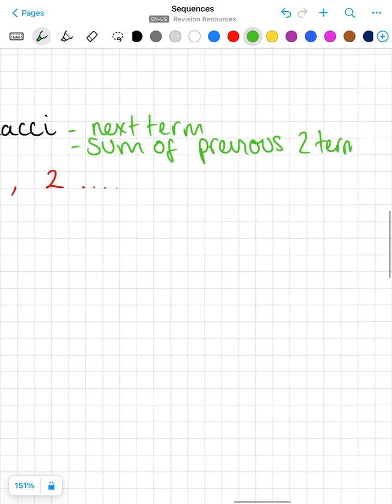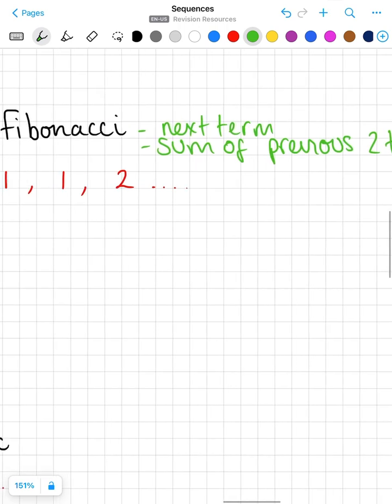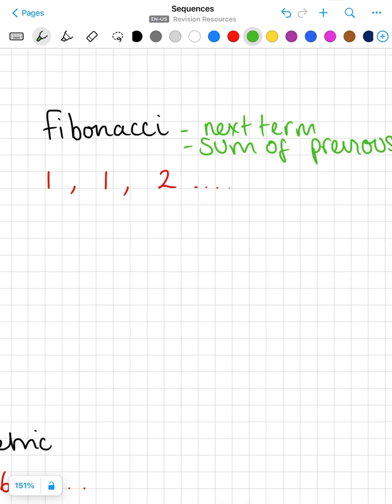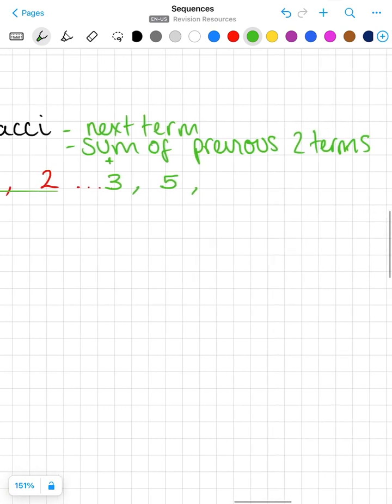So looking at our example of 1, 1, 2, sum means to add, so that's 1 plus 2, that gives us 3. 2 plus 3, 5. 5 plus 3, 8, etc.